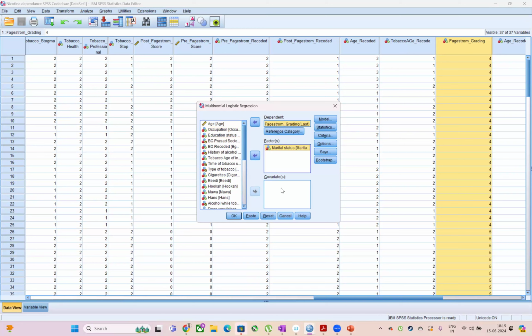See, in factors and covariates, you will have a doubt: what variable should I put inside the factors and what variable should I put into the covariates? Whatever has more than 2 categories, for example occupation and education, I put into the factor section. And what has only 2 categories, I put into the covariate section. All the continuous variables also can come in the covariate section. Okay, clear? Any qualitative variable which has more than 2 categories will go into the factors.